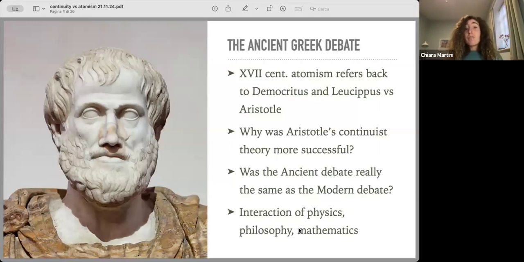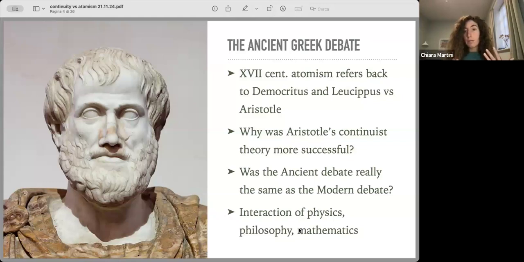And he really won. In historical terms, it's really interesting because at least in Europe, Aristotle's theory remained the theory throughout all the Middle Ages and up until the 17th century. So the idea that matter is continuous and that there are no atoms really was the scientific theory of matter for a very, very long time. And in the 17th century, when the atomistic theory was revived, that was in direct opposition to Aristotle. The 17th century atomists referred back to Democritus and Leucippus explicitly, saying, these guys were right and Aristotle got it wrong.